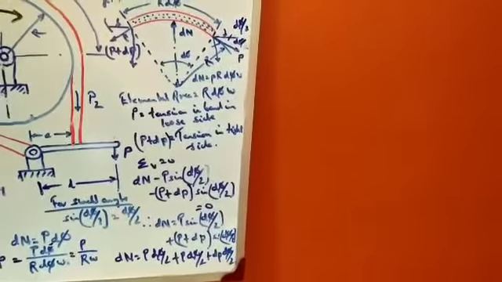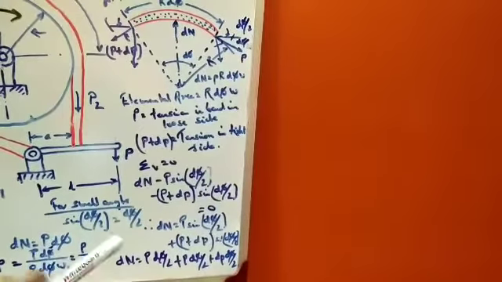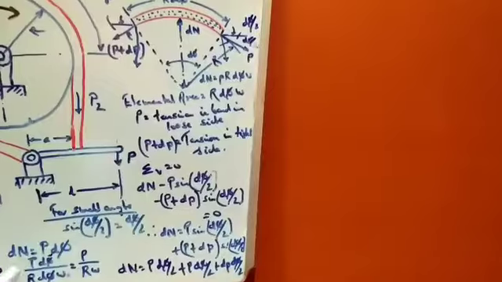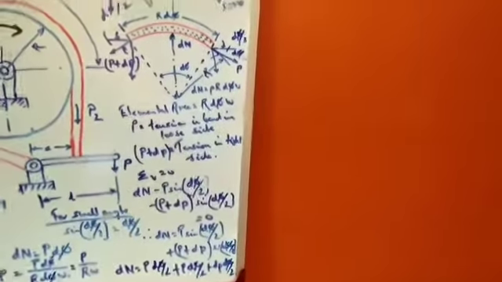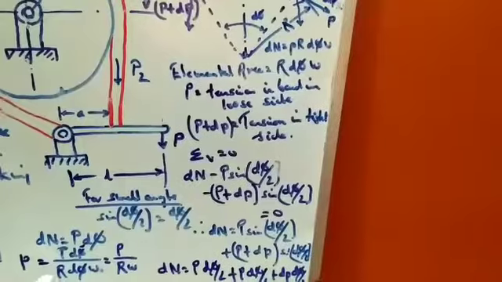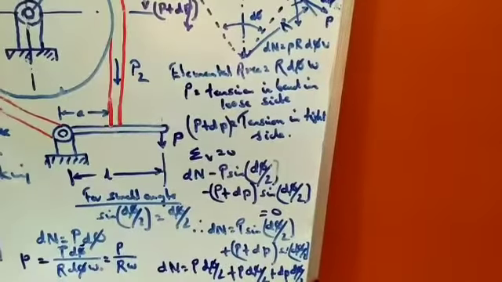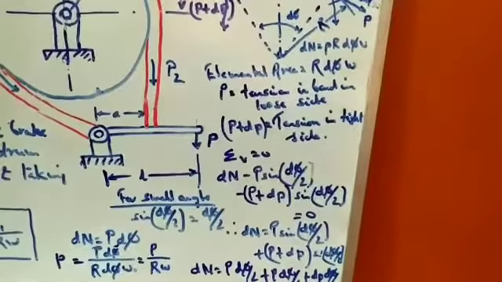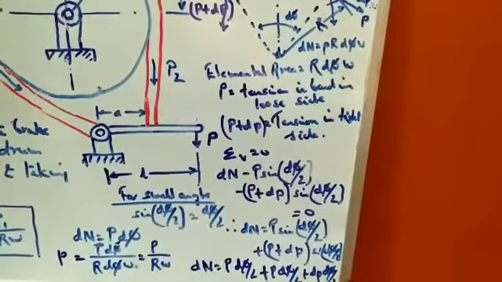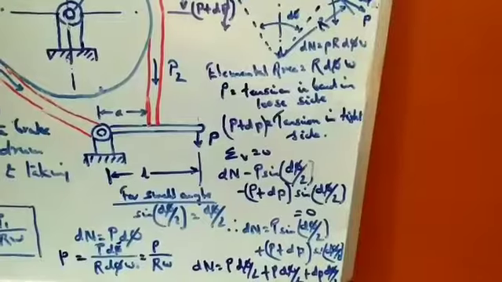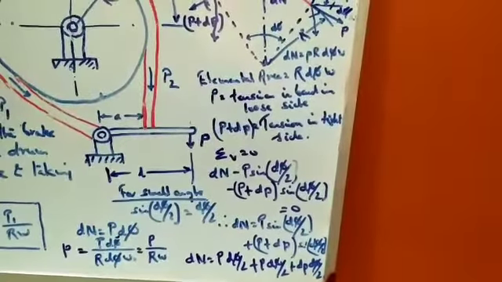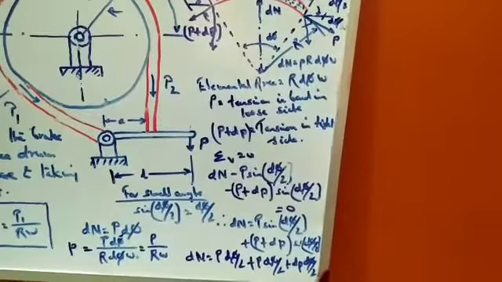So now the equation becomes dn equals P d phi. Now we know the value of this dn. What is the value of dn? We have found that dn equals P into R d phi into omega. If we put the value of dn on the denominator side, d phi and d phi cancel out, and ultimately we get the intensity of pressure P equals applied load by R into omega.